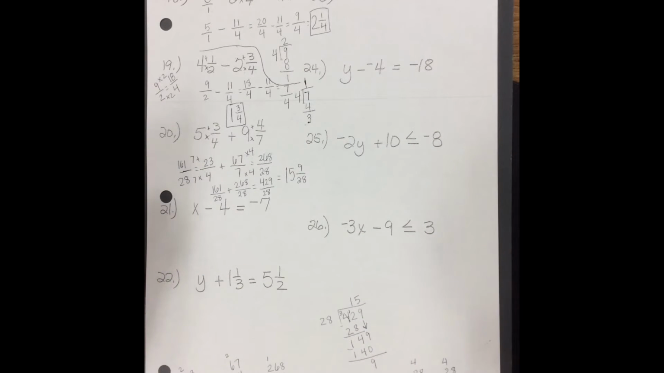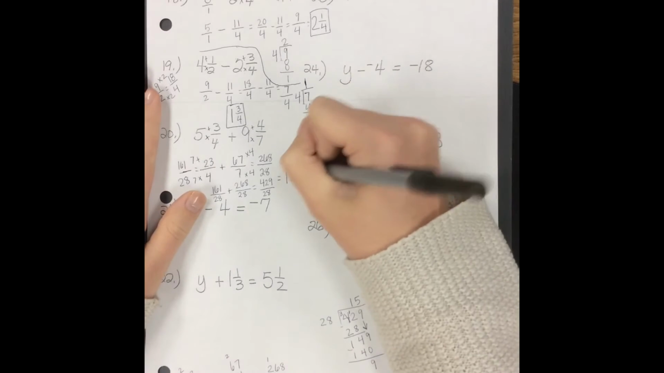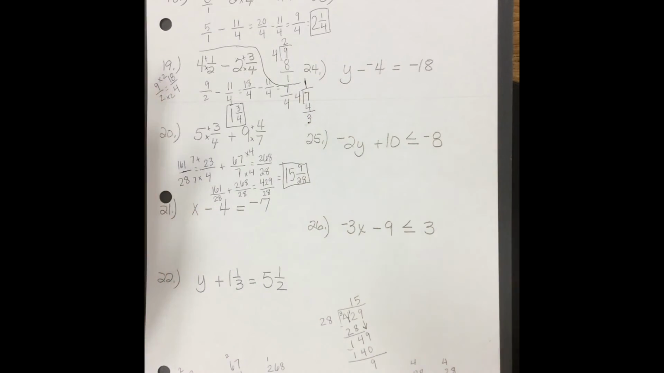Okay, all right, so that is our answer. We can't really simplify any further than that. 9 and 28 can't be divided by the same number. Okay, so now we move on to equations and a couple inequalities.